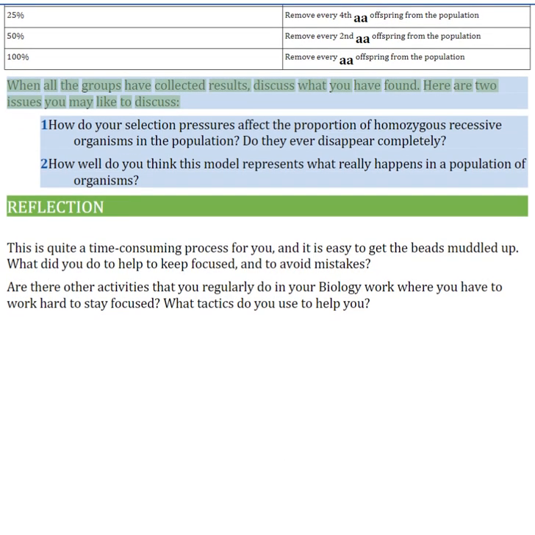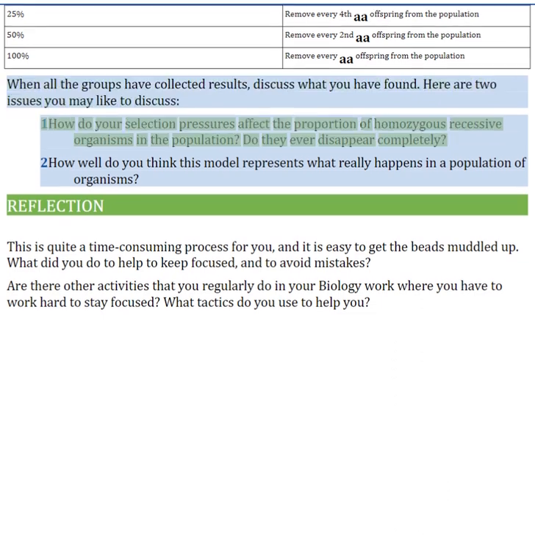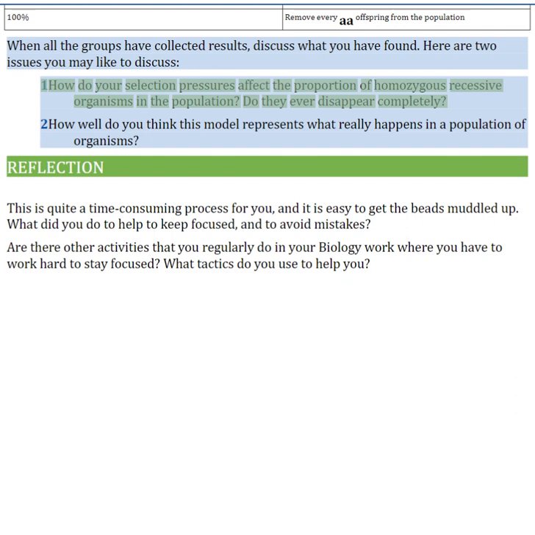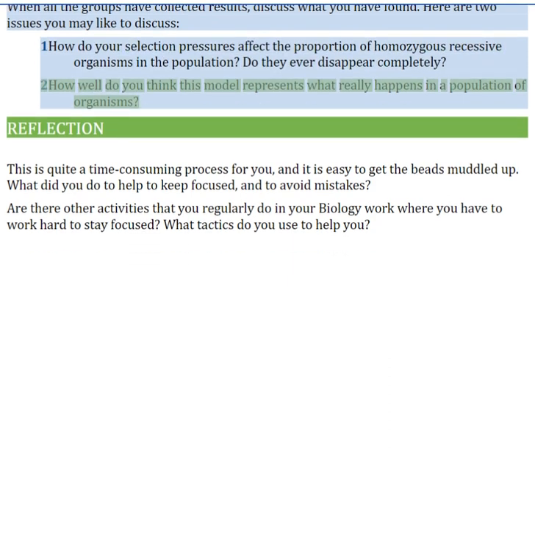When all the groups have collected results, discuss what you have found. Here are 2 issues you may like to discuss. 1. How do your selection pressures affect the proportion of homozygous recessive organisms in the population? Do they ever disappear completely? 2. How well do you think this model represents what really happens in a population of organisms?